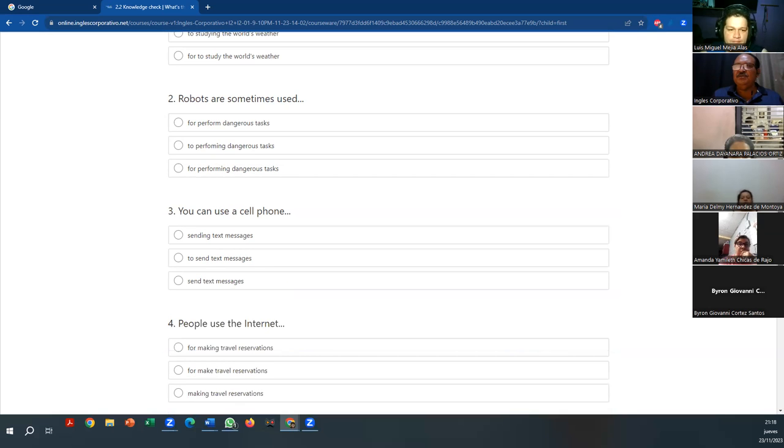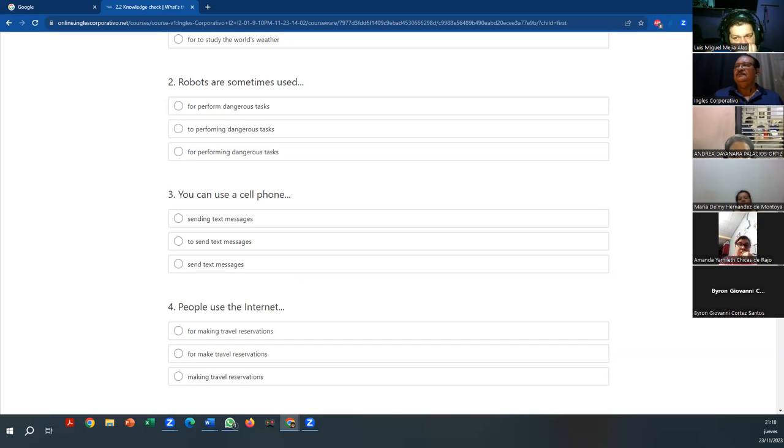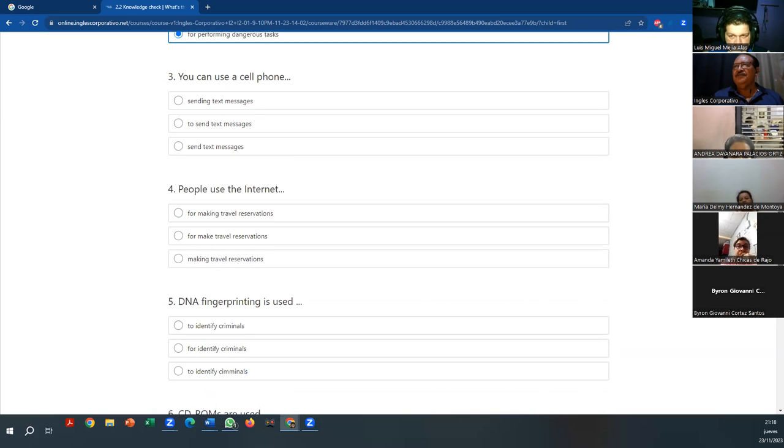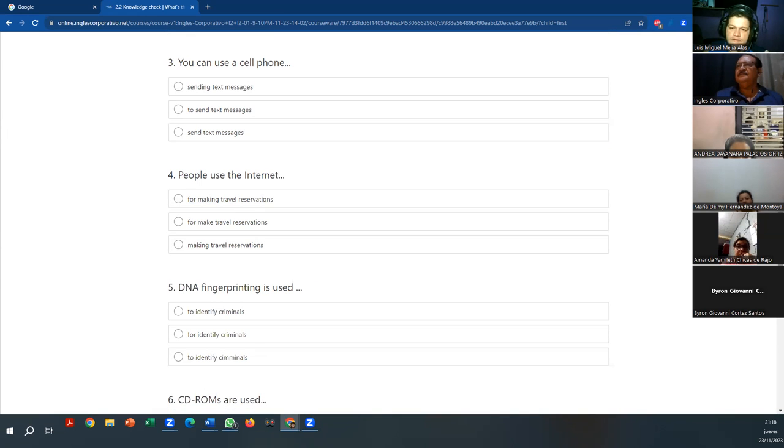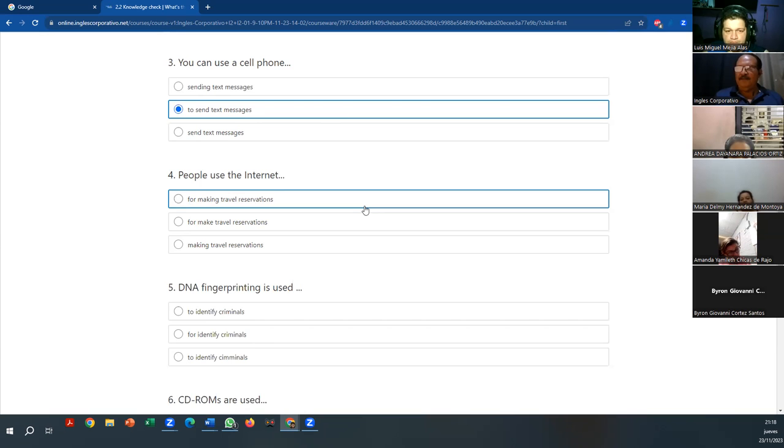Robots are sometimes used for perform, to performing, or for performing dangerous tasks. Okay, for performing dangerous tasks, right? What are these used for? You can use a cell phone to send messages. Okay, good. People use the internet, the first one, for making travel reservations. Yeah.